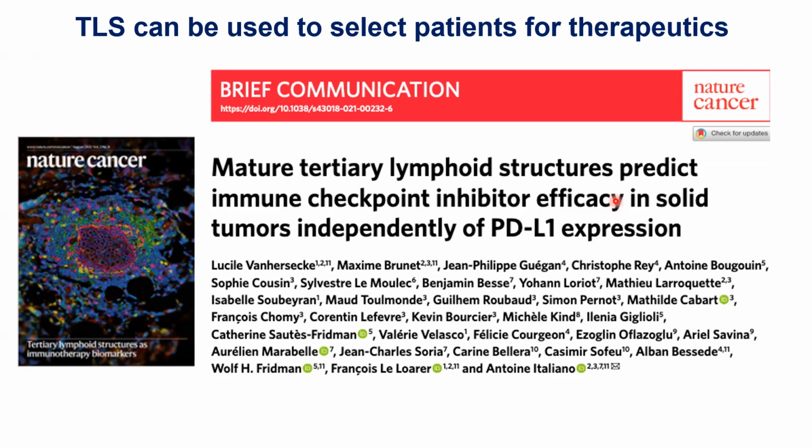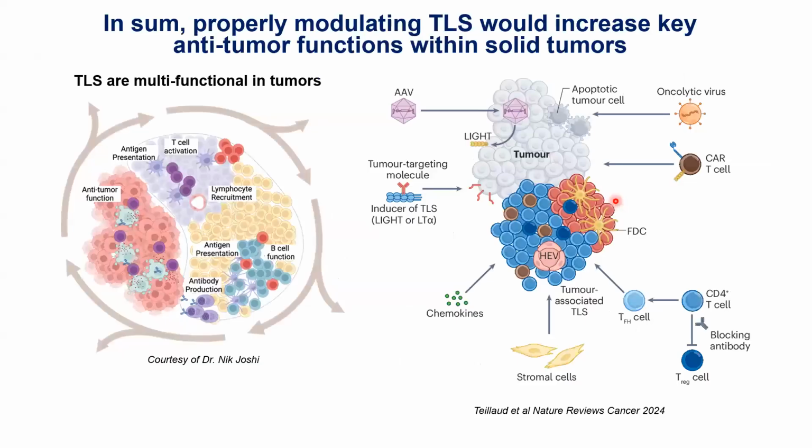But I think as we do this, we have to learn more about what's happening with TLS dynamics, both in humans and in mouse models. So I hope that I've convinced you that these are important. I think they really are multifunctional. I want to hammer that home. It's not just about antibody production, right? It's about all these other functions that you see on the left-hand side of the slide.